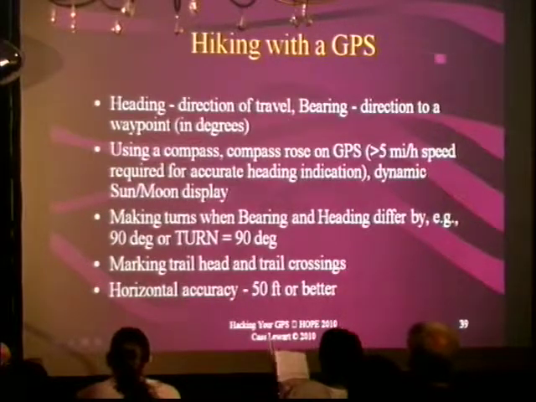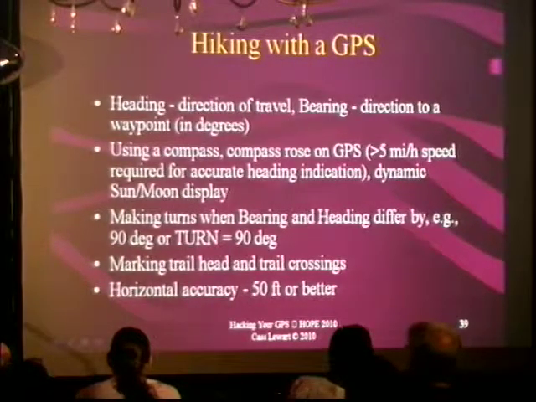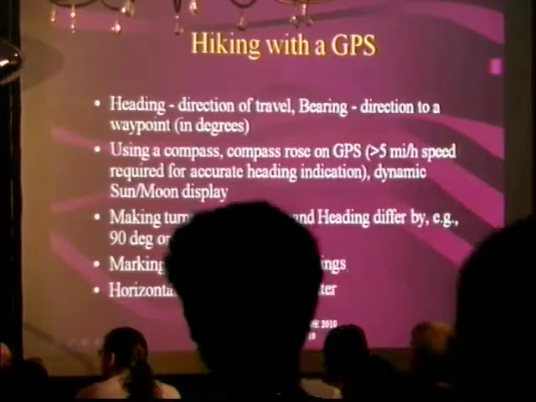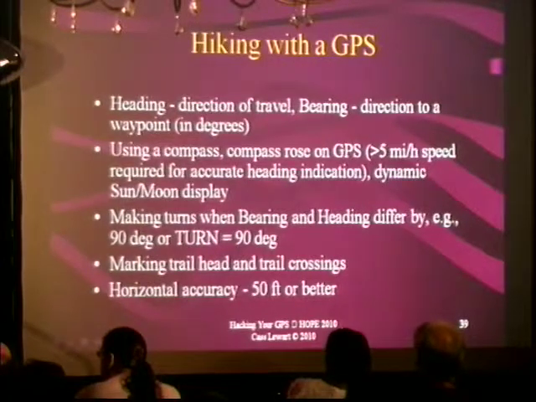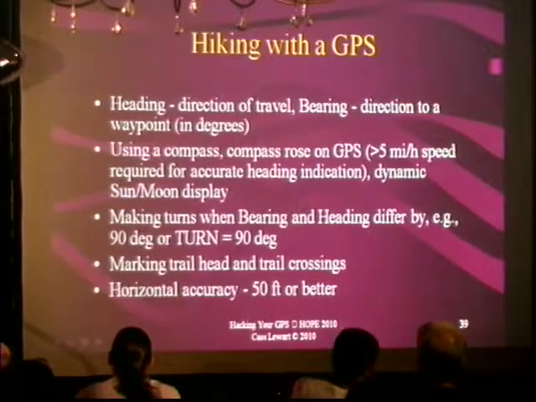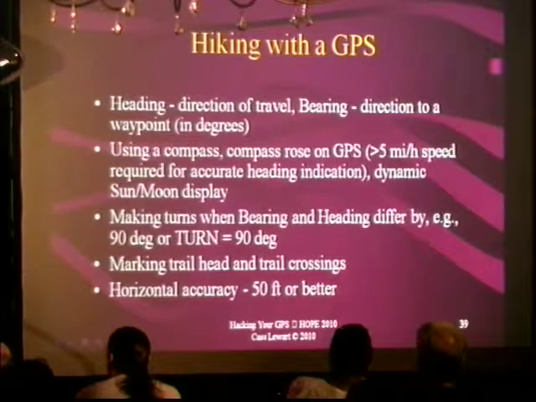Now, GPSs are great for hiking. You know where you want to go. You follow a trail. It will tell you when to turn left or right. You have to keep track of something called heading and something called bearing. Heading is the direction in which you are going. North would be a heading of 0, south would be a heading of 180. And bearing is the angle to your destination.